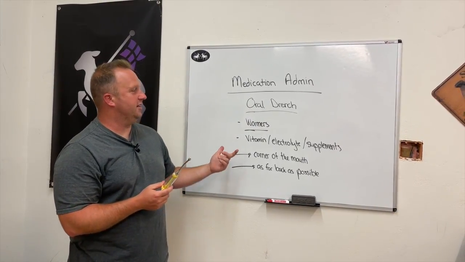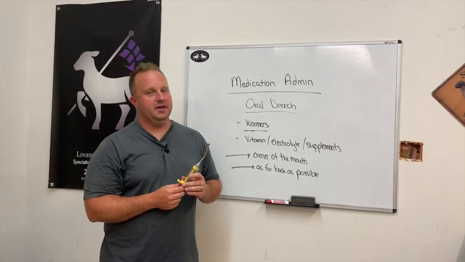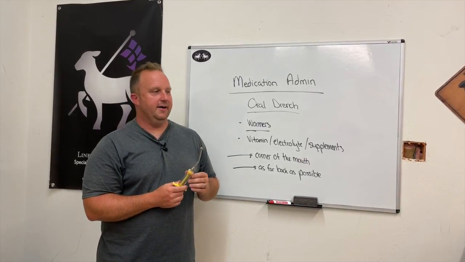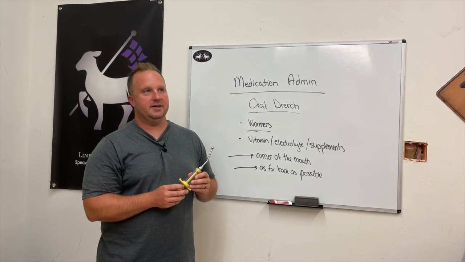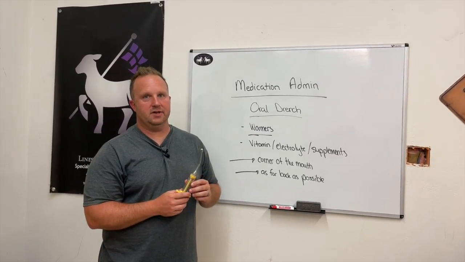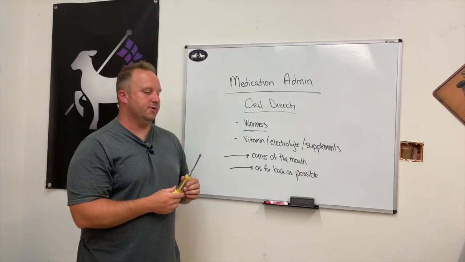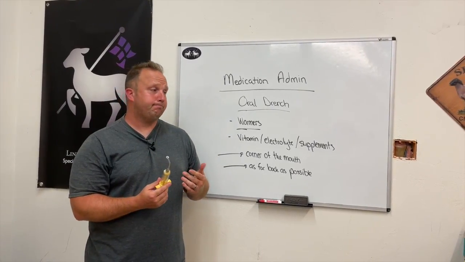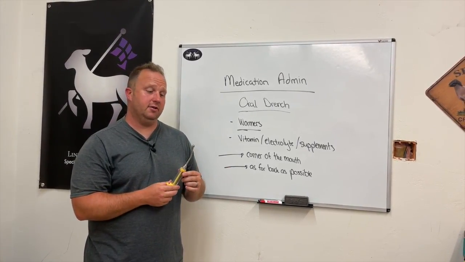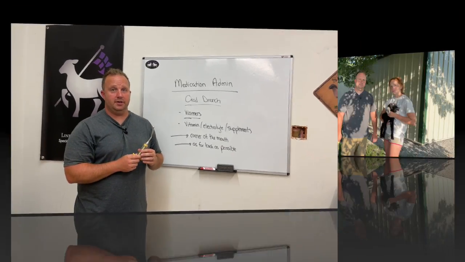One more medication I'd like to add that I didn't think of would be some of your antidiarrheals, things like Spectam, Spectamycin, Pepto-Bismol, things like that. All of those, this would be the item of choice that you would want to use. So with that being said, let's head out to the pasture and take a look at how we administer an oral drench.